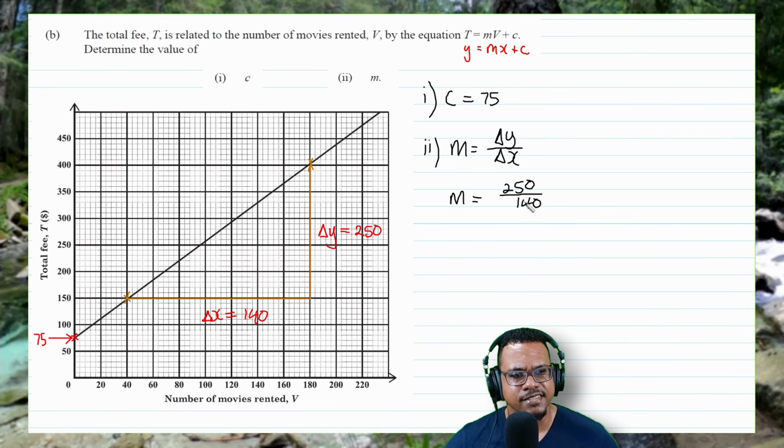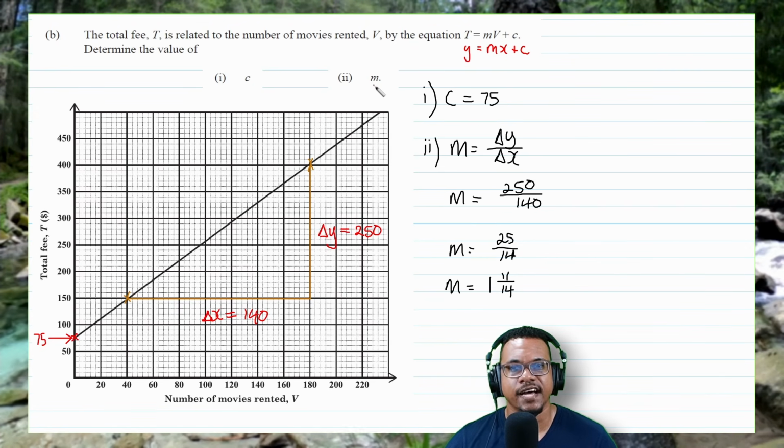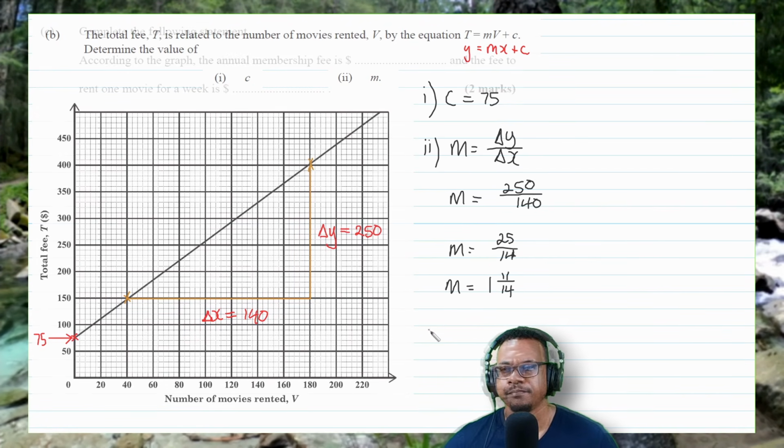So now we can simply cancel. We see that the zeros could cancel, so we have 25 over 14. So m is equal to 25 over 14. Of course, we can convert that to a mixed number. Obviously 14 could go into 25 once with a remainder of 11. So we'll have m is equal to 1 and 11 over 14. So those are the answers for C and M.